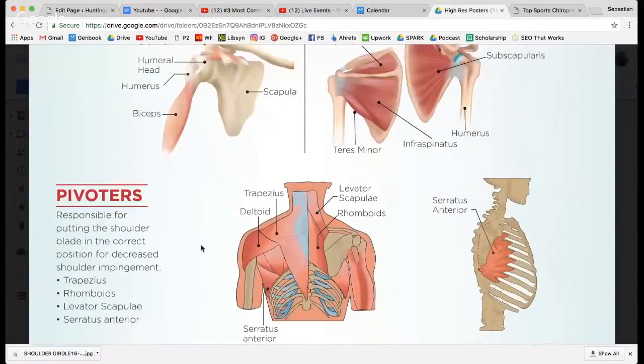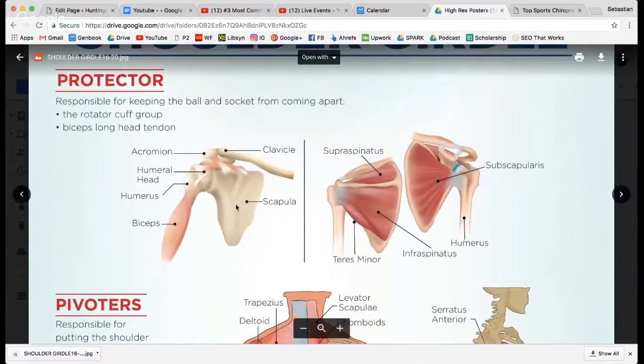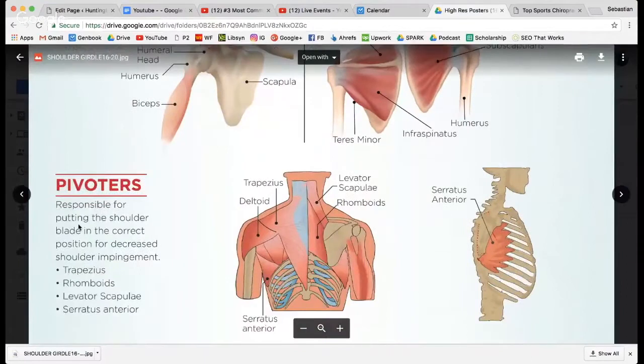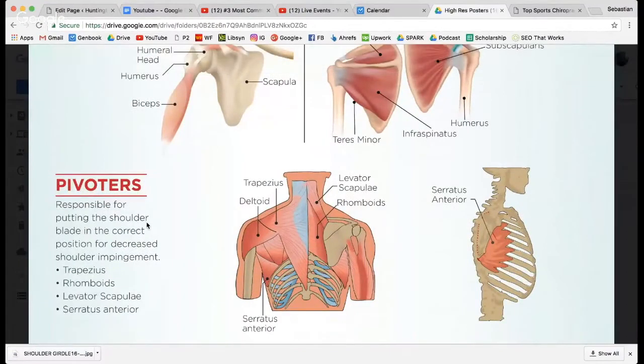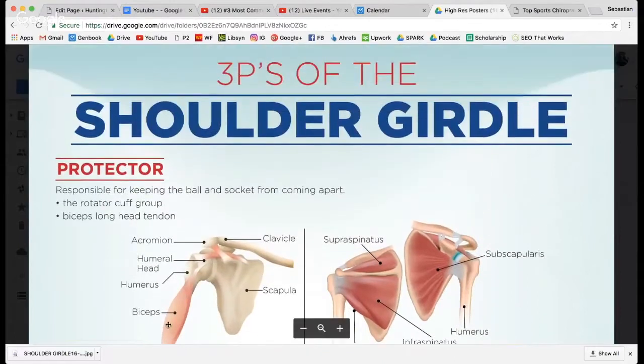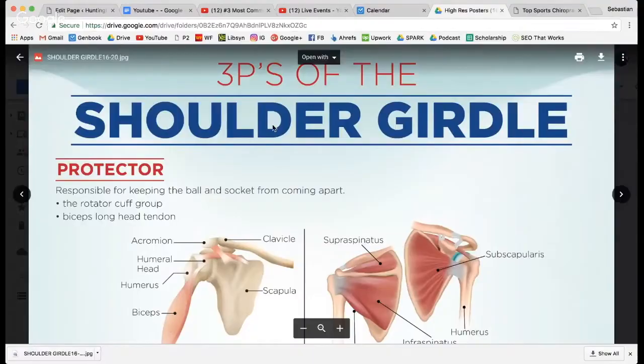But with all these other ones, the rotator cuff's job is to protect the ball and socket. The pivoters' job is to put the shoulder blade into the right position for the prime movers to do their work. So this is what I want to go through. I'll go through each section today and really get you to understand how a shoulder needs to be rehabbed.